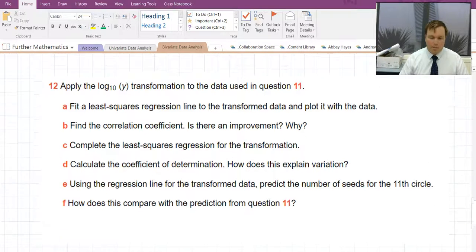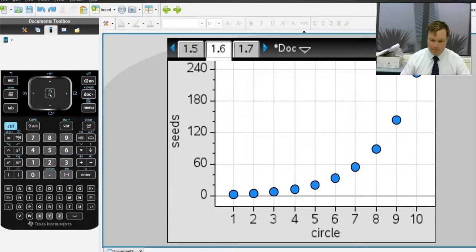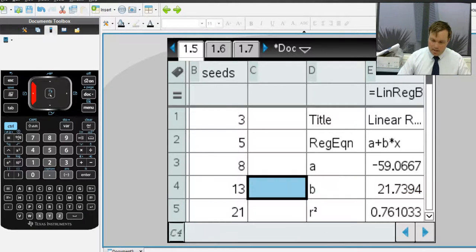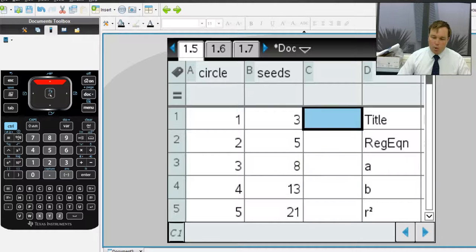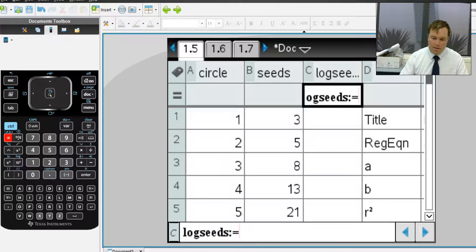Alright, apply a log y transformation to the data. Fit a least squares regression line to the data and plot it with the data. So here's the original graph and the original data. Now we want to do a log y transformation. So that's the x, the y, we'll go log seeds equals. This column here will be the log. Note how it goes from italicized to ordinary letters when it recognizes the command, log seeds.